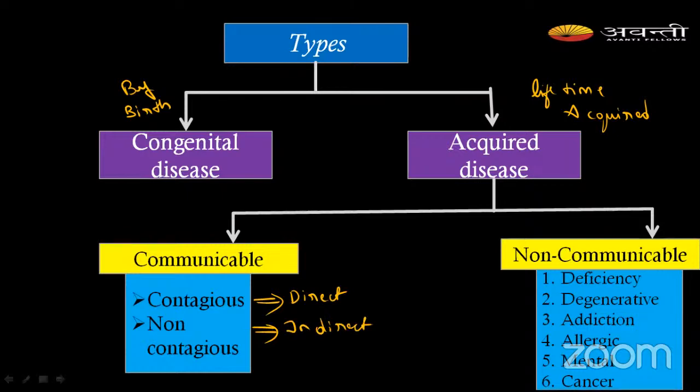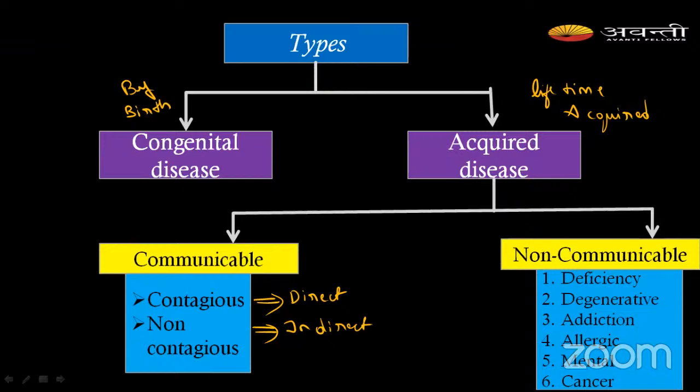Indirect. It is not going to spread by sitting with that person, by sitting with the diseased person. For example, malaria. Malaria is transmitted through the female Anopheles mosquito, right? If you sit with a person who is having malaria, you are not going to get malaria. The female Anopheles mosquito has to bite and spread the disease, right? So that is what we call indirect. Non-contagious means indirect. Contagious means direct. Okay, students, I think you understood this.